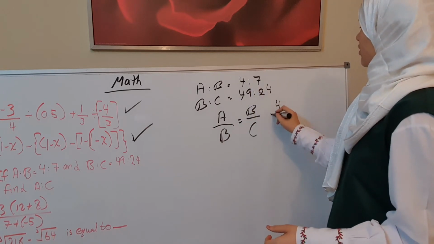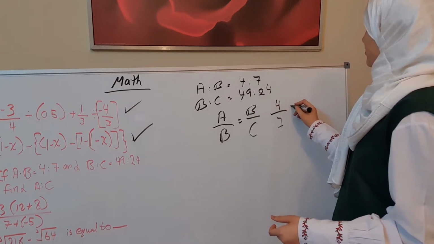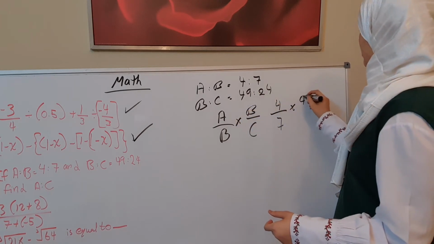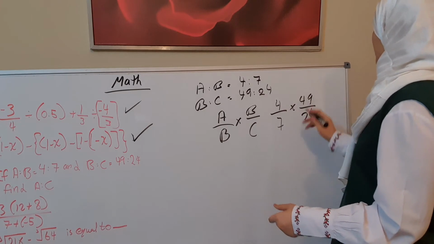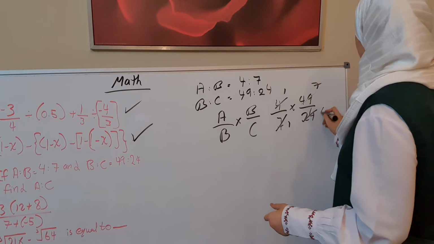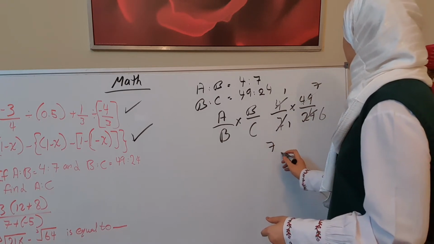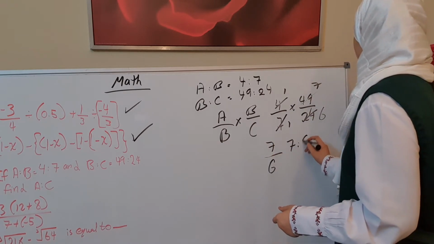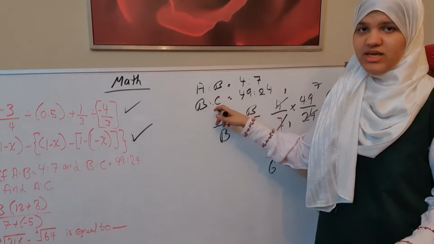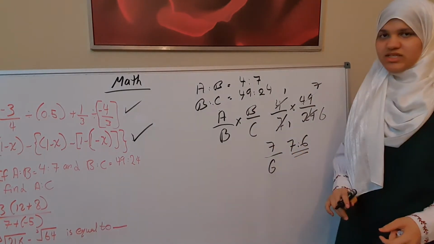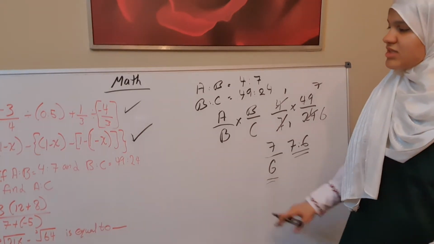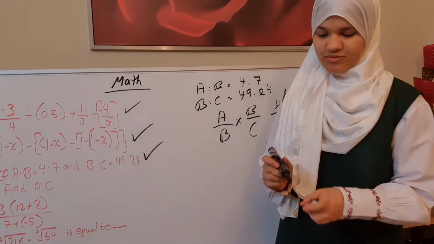That means 4 over 7 times 49 over 24. Now 49 by 7, it will be 7, here by 1, here by 7, here by 1, and here by 6. That means the answer will be 7 over 6, or 7 ratio 6. That means A ratio C is 7 ratio 6. This is the final answer. Okay? So that means the third question also done.